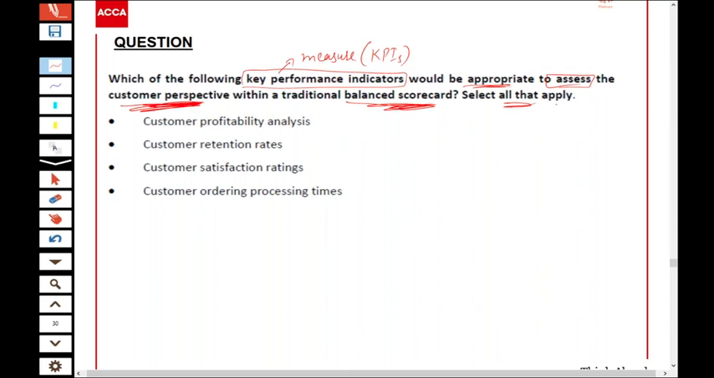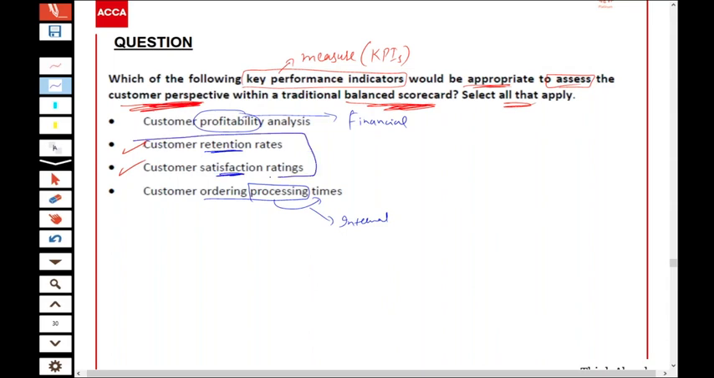Okay, so select all that apply from the customer perspective. Yes, that is B and C. That is the profitability analysis, that is the financial. Customer order processing time, that is the internal perspective. B and C are the customer retention and customer satisfaction. These two answers are from the customer perspective. So our option is B and C. 2 and 3, yes. That's very good, Fiona Krish.